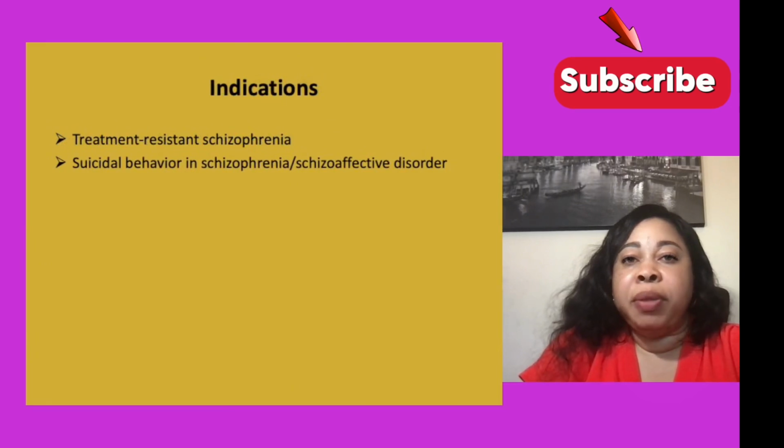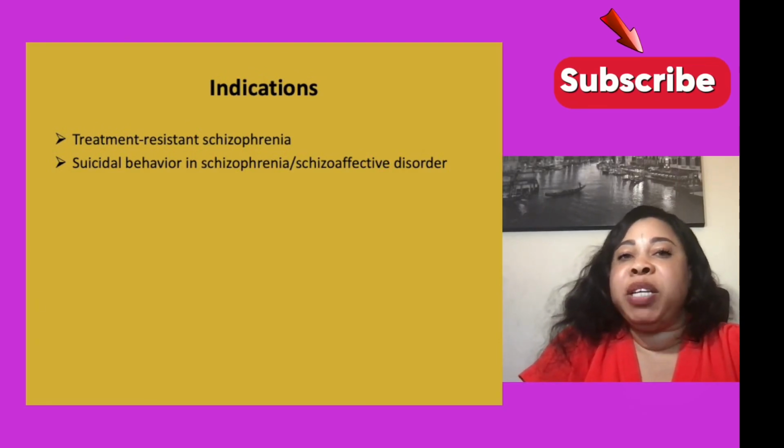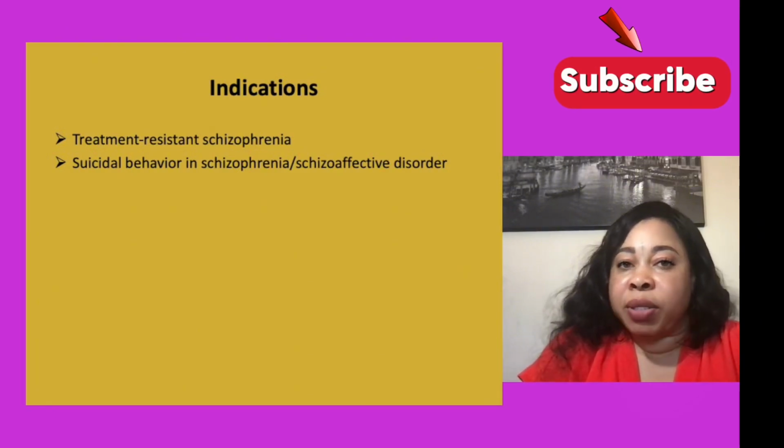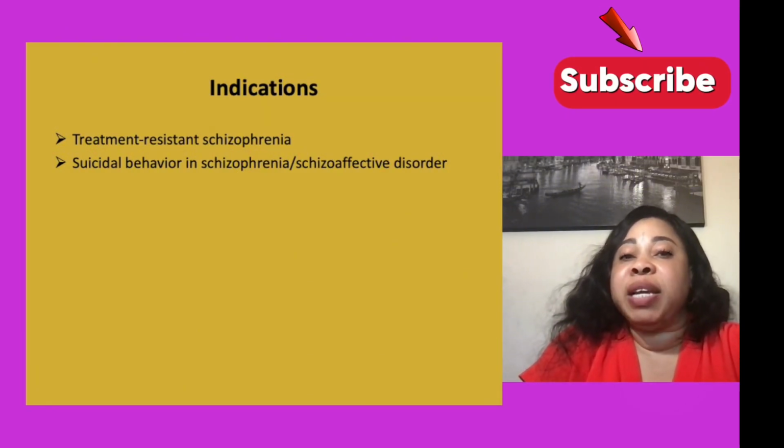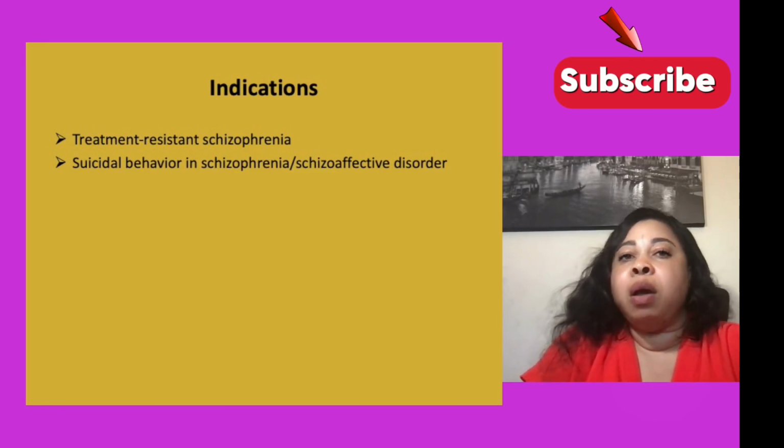So when we talk about the indications, like I said earlier, clozapine is used for treatment-resistant schizophrenia, meaning the patient must have failed two adequate antipsychotic trials. It is also used to reduce suicidal behavior in patients suffering from schizophrenia or schizoaffective disorder.